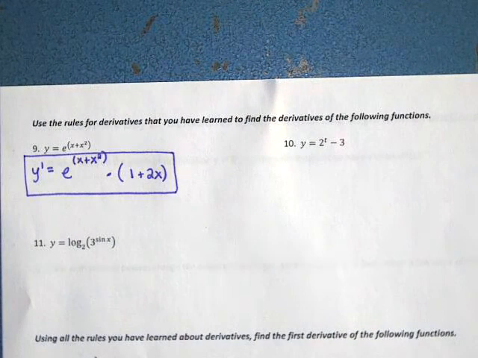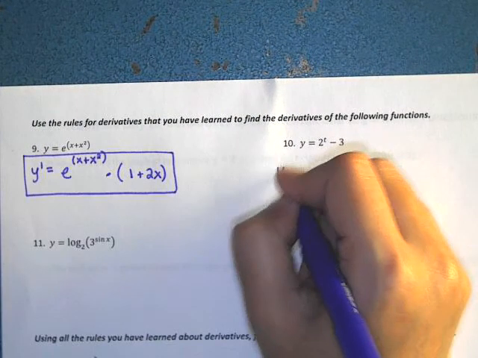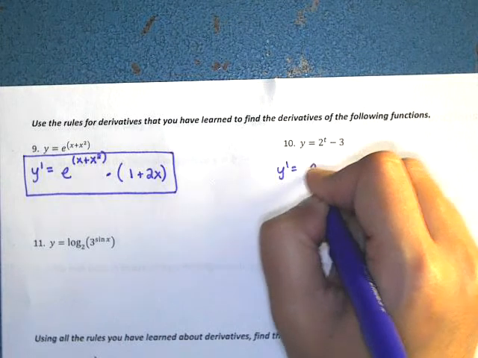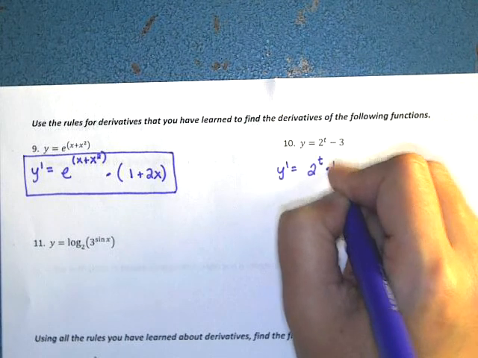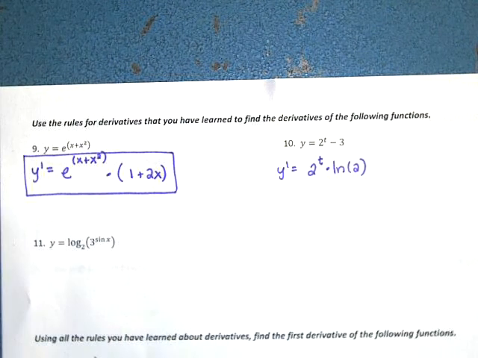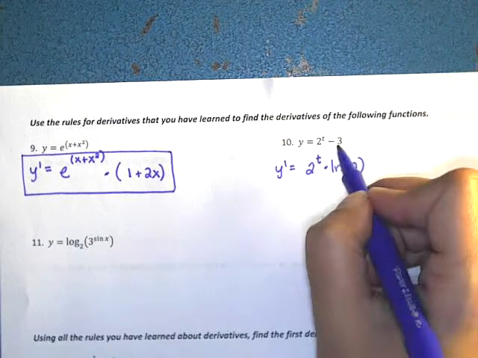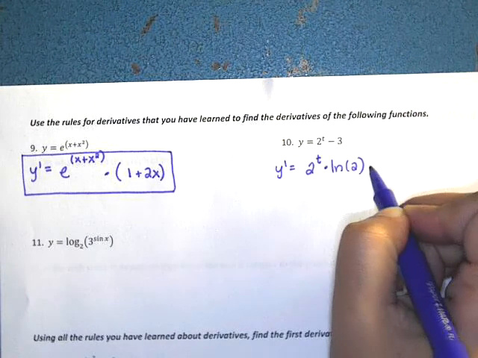For number 10, the derivative of 2 to the something would be 2 to the something times the natural log of the base, which is 2. And the derivative of 3 is 0. So you're done.